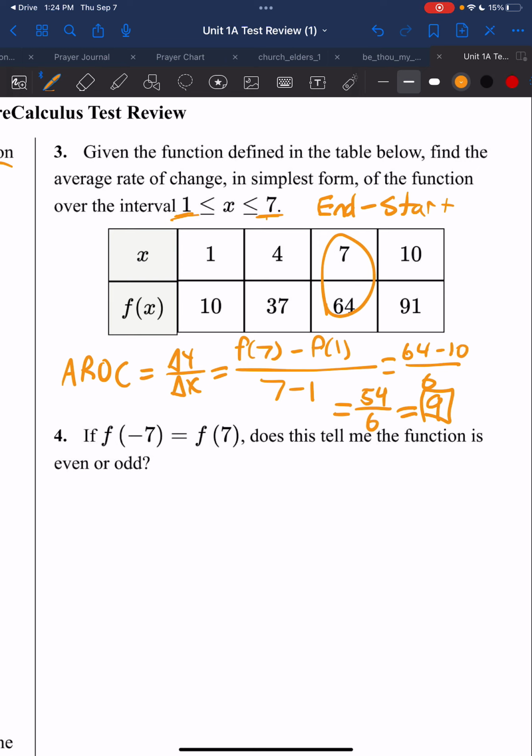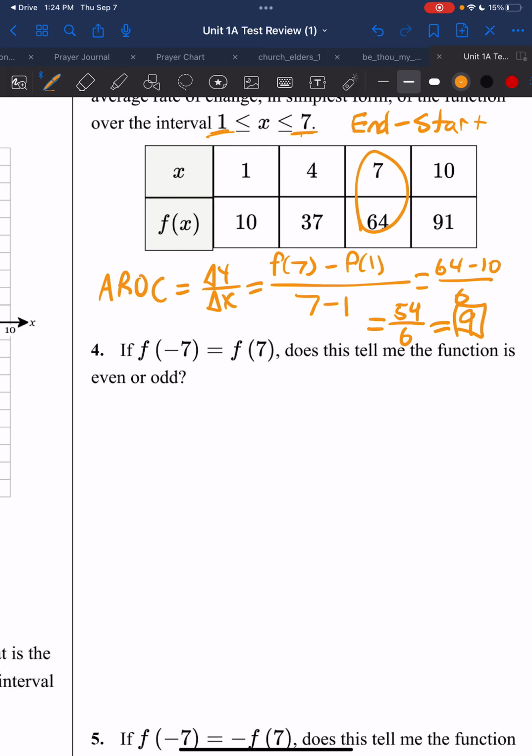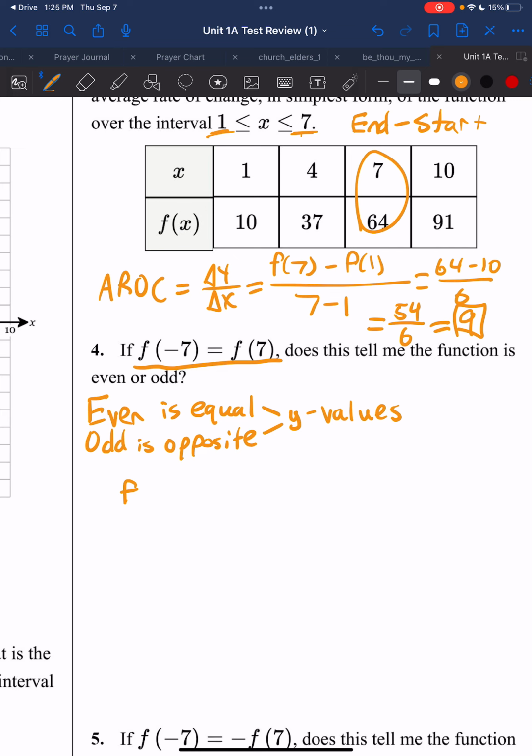So now, working with our odd and even functions, just to remember a couple notes before I even read the problem. Even is equal, and odd is opposite. And what it's talking about here is the y values. Okay, it's talking about the y values. So, if I look at what this is saying, it says if f of -7 is equal to f of 7.